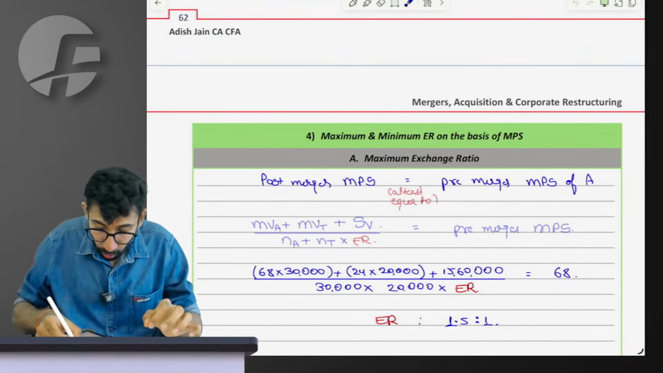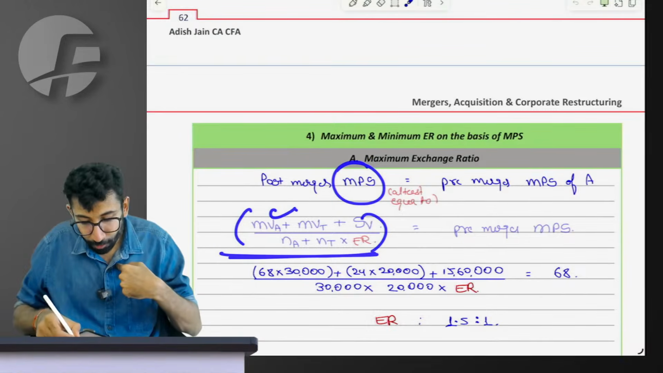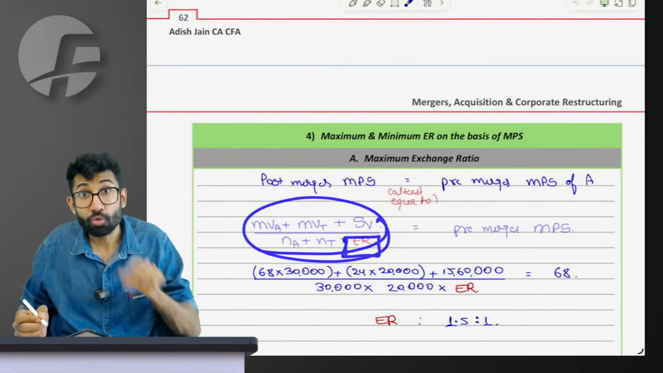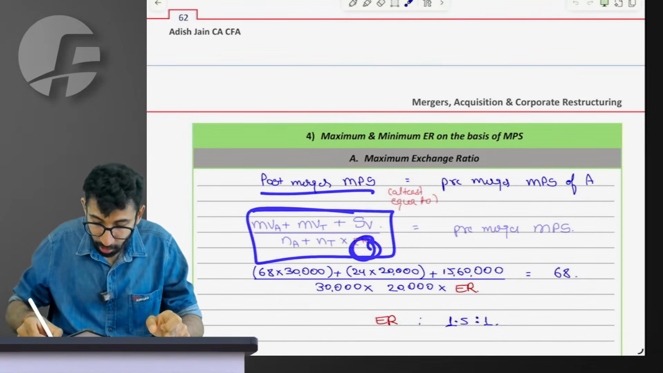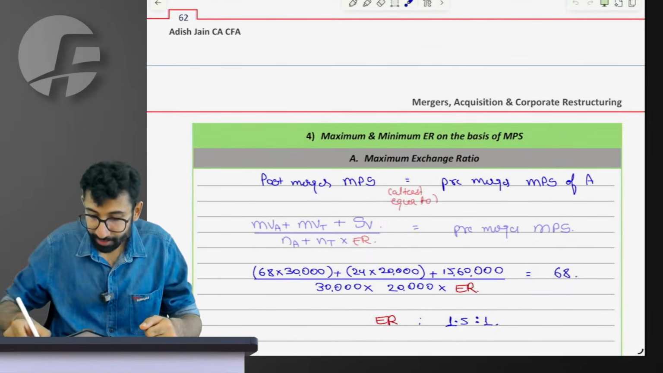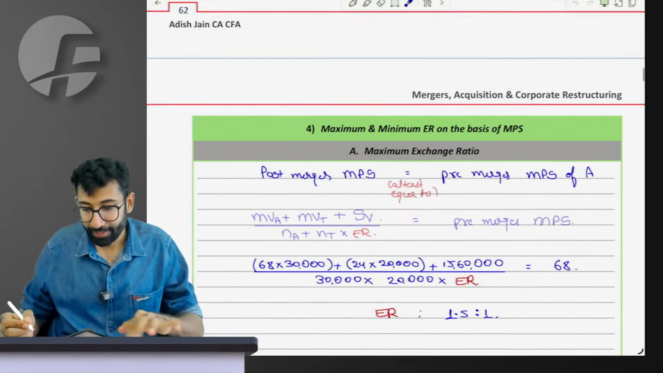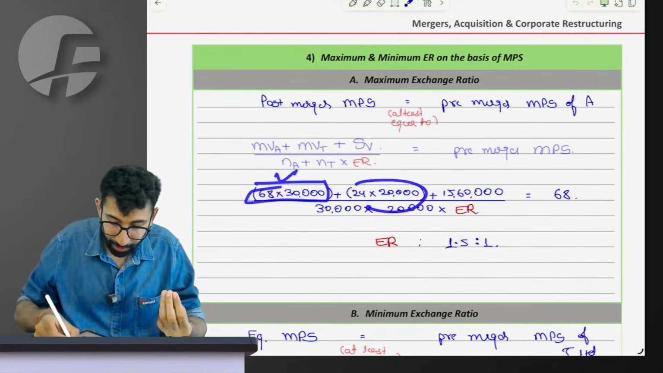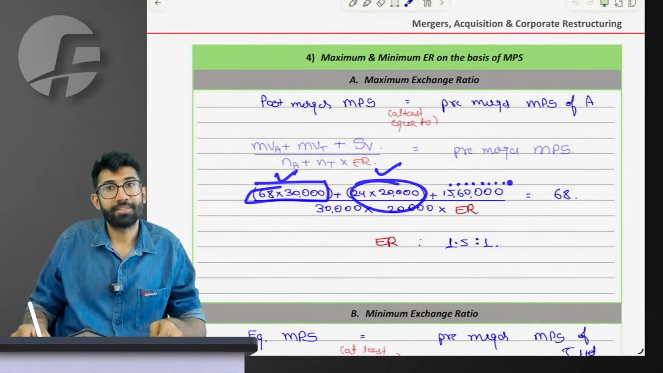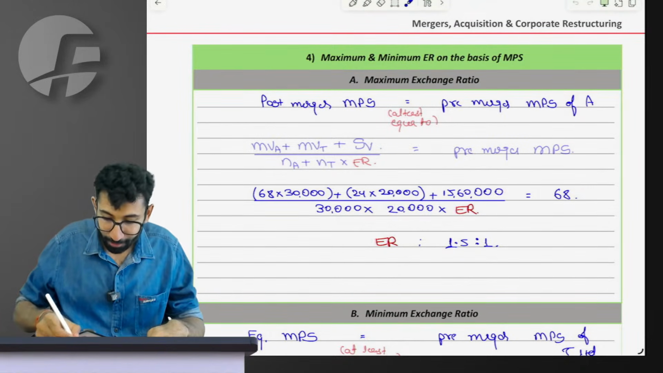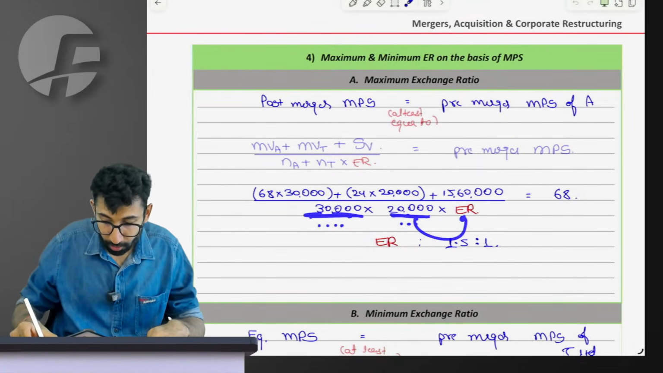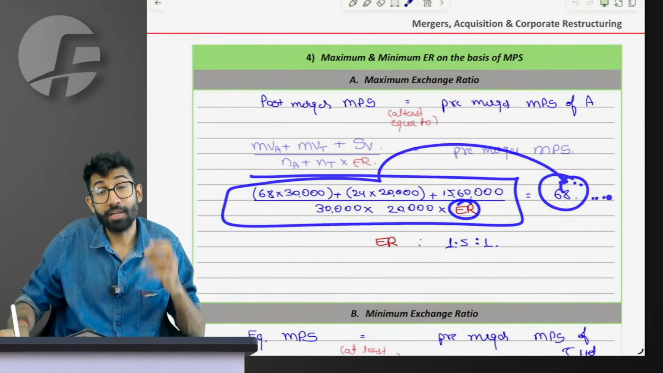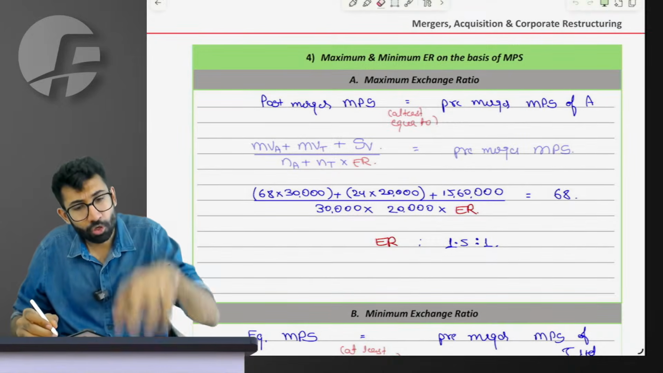You are in the category where post-merger MPS is calculated using value. So my value plus your value plus synergy in value, divided by my number of shares, and against your shares, I'll give you such an exchange ratio that the post-merger MPS calculated using this exchange ratio is at least equal to pre-merger MPS. So what do you do? My market value 68 into 30,000, your market value 24 into 20,000, plus synergy in value 15,60,000. My value, your value, synergy in value, divided by my shares 30,000 plus, against your shares 20,000, the exchange ratio. Such an exchange ratio that this post-merger MPS is at least equal to pre-merger 68 is the thought process. Calculation is secondary, anyone can do that.